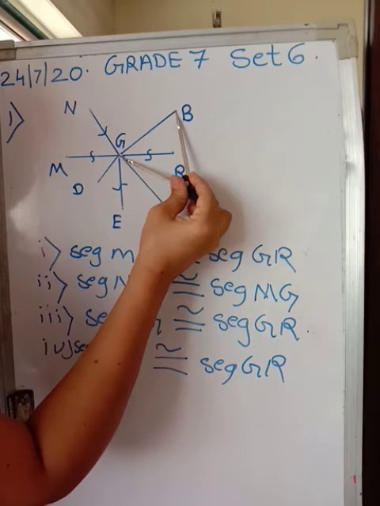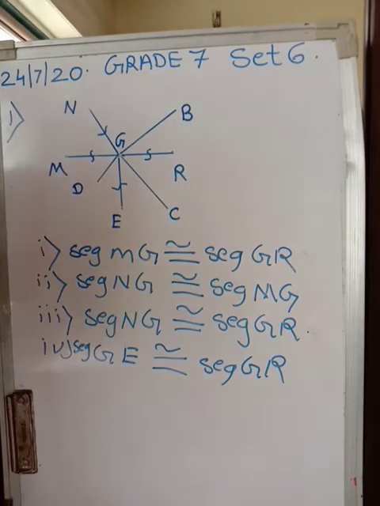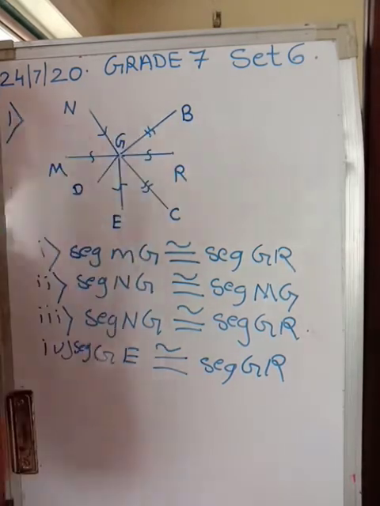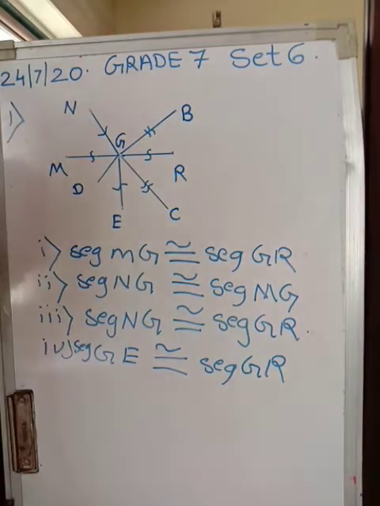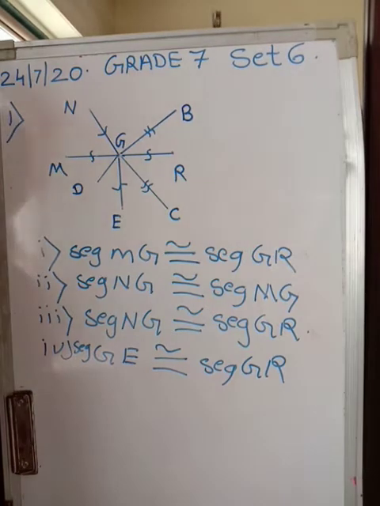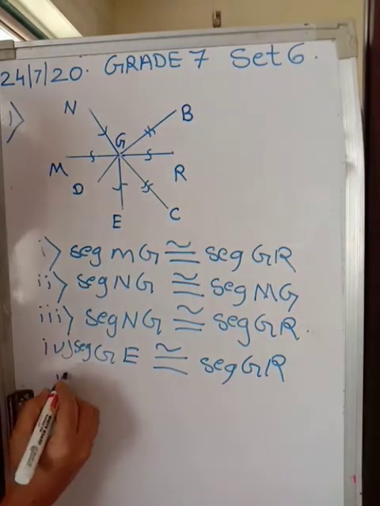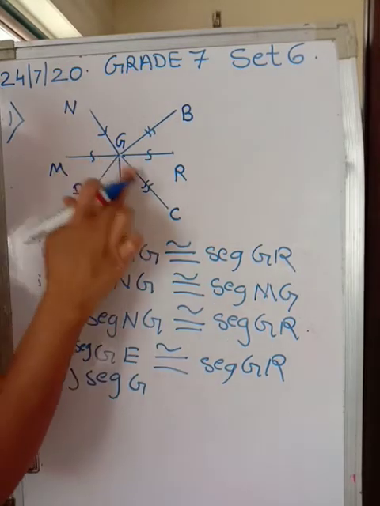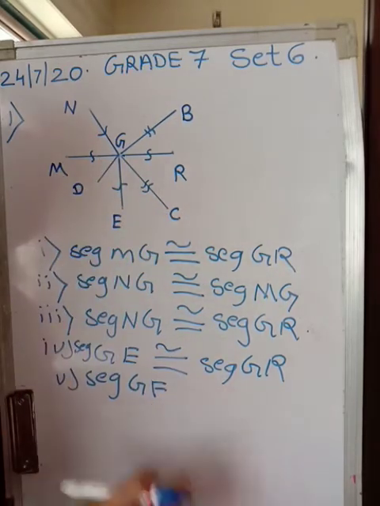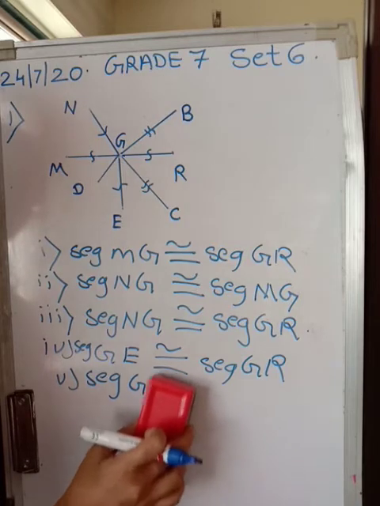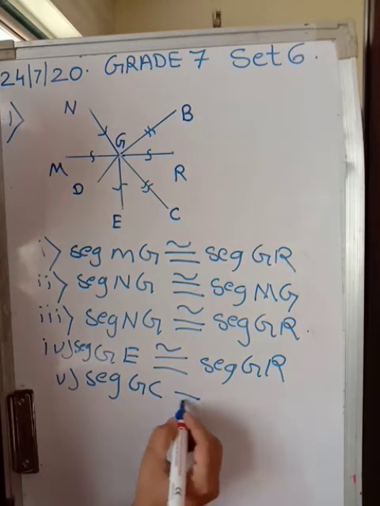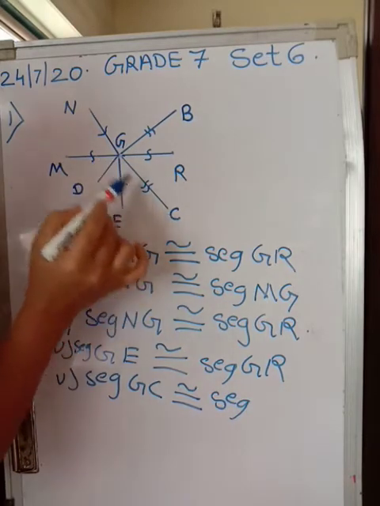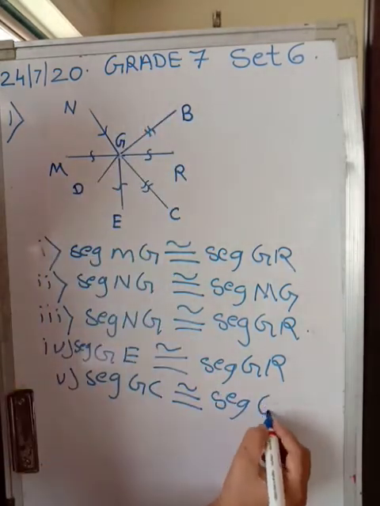Oh yes, see, it is exactly matching. So we got another pair of congruent segments. This is equal to this. So we can write segment GB is exactly equal or congruent to segment GC. That is the fifth pair: segment GC is congruent to segment GB.